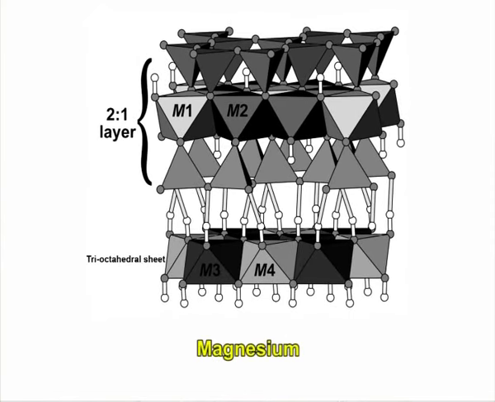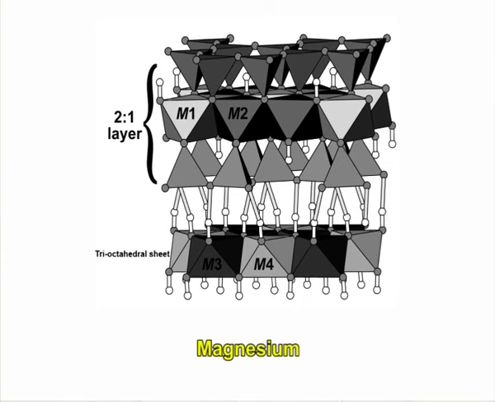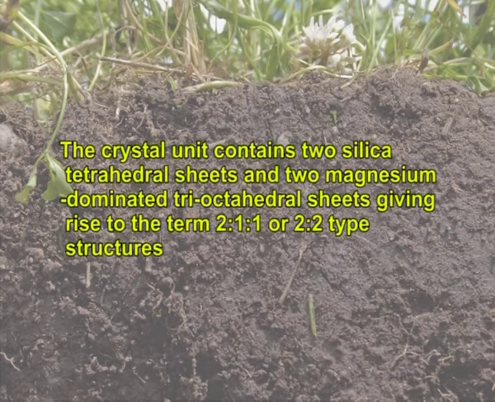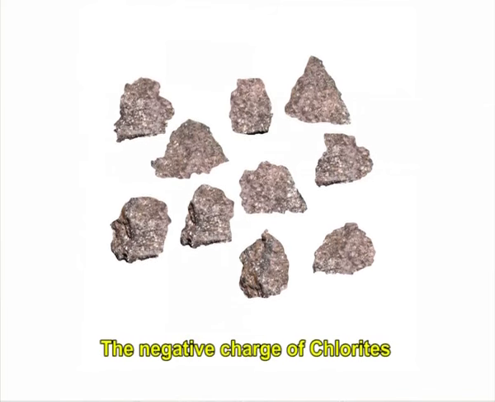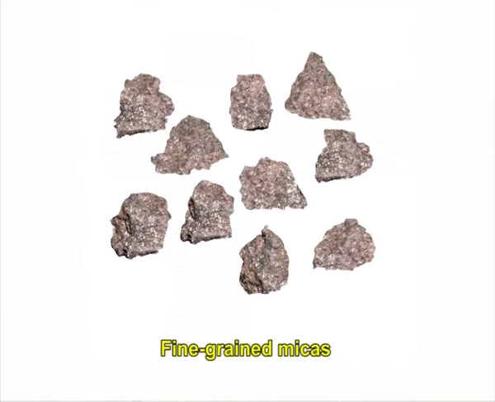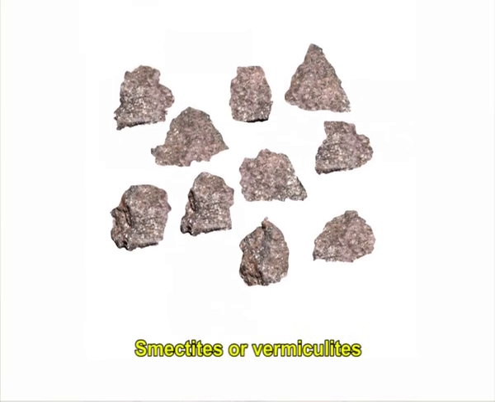Magnesium also dominates the trioctahedral sheet in the 2:1 layer of chlorites. Thus, the crystal unit contains 2 silica tetrahedral sheets and 2 magnesium dominated trioctahedral sheets, giving rise to the term 2:1:1 or 2:2 type structures. The negative charge of the chlorites is about the same as that of fine grained micas, considerably less than that of the smectites or vermiculites.